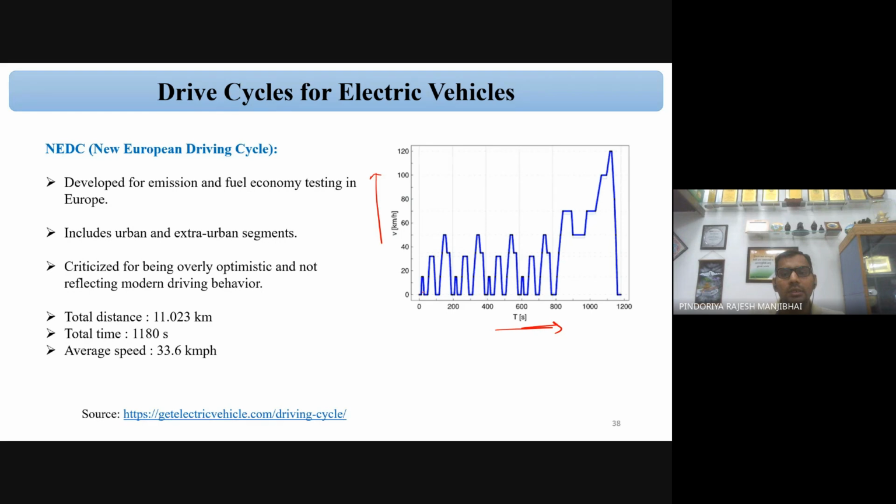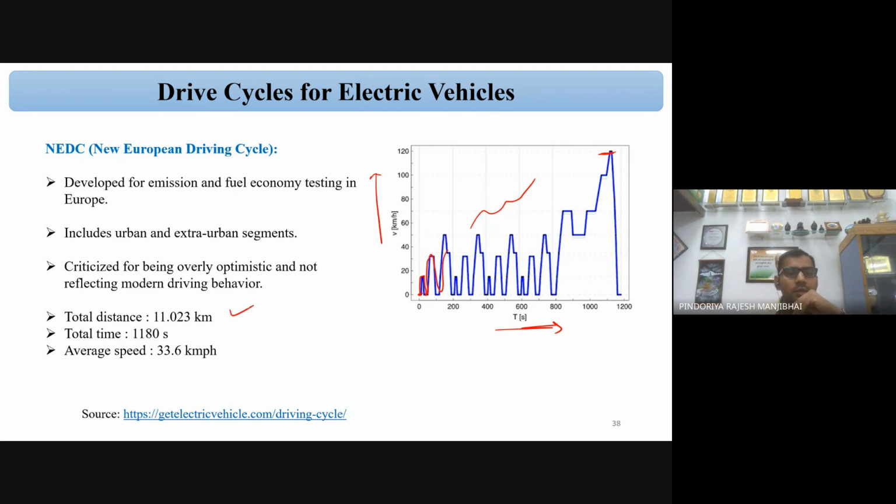So you can see, starting there is a steady state at 0 speed, then an increase, then again steady state, decreasing, again increasing, decreasing. So this is the real scenario in the city, and you can see this is the maximum speed. There is 120 kilometers per hour. Maybe you can consider this the highway. In the highway we can drive the vehicle very fast, correct?